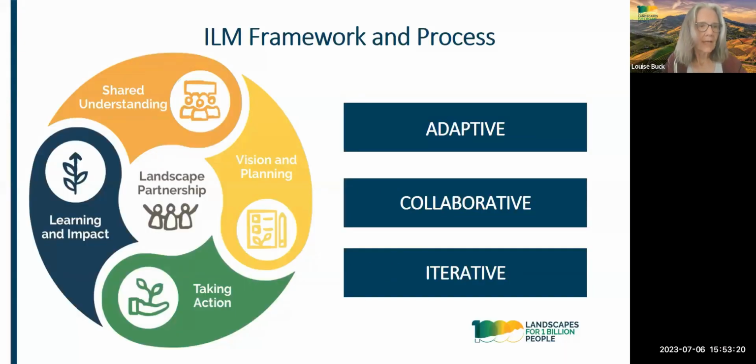So 1,000 Landscapes, or we call it 1,000L for short, views integrated landscape management as an adaptive, collaborative, iterative process to help stakeholders achieve transformational change in their landscapes. And the process is comprised of 5 elements, which overlap nicely with the process that was outlined earlier in this session. We have landscape partnership formation, shared understanding about the landscape, vision and planning for the future of the landscape, taking action to implement plans and realize visions, and then learning from our experience and assessing impact. Next slide, please.